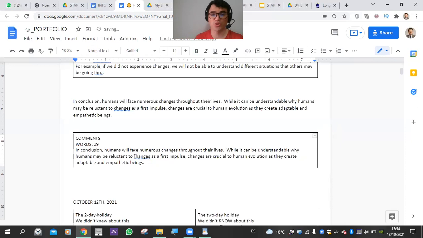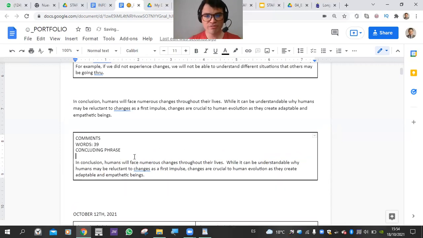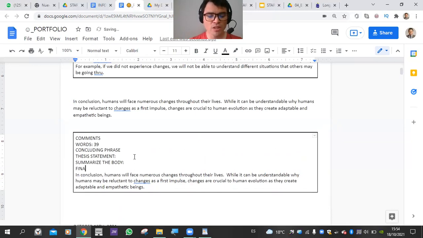A short conclusion, and I'll tell you why. Because first of all, you need a concluding phrase. After the concluding phrase, you need to paraphrase the thesis statement. All right. After that, you have to summarize the body. After summarizing the body, you need final thoughts, because you need to move people to act. You have to do something like that. So does Paquita have a concluding phrase here? Yes, in conclusion. So that is her concluding phrase.